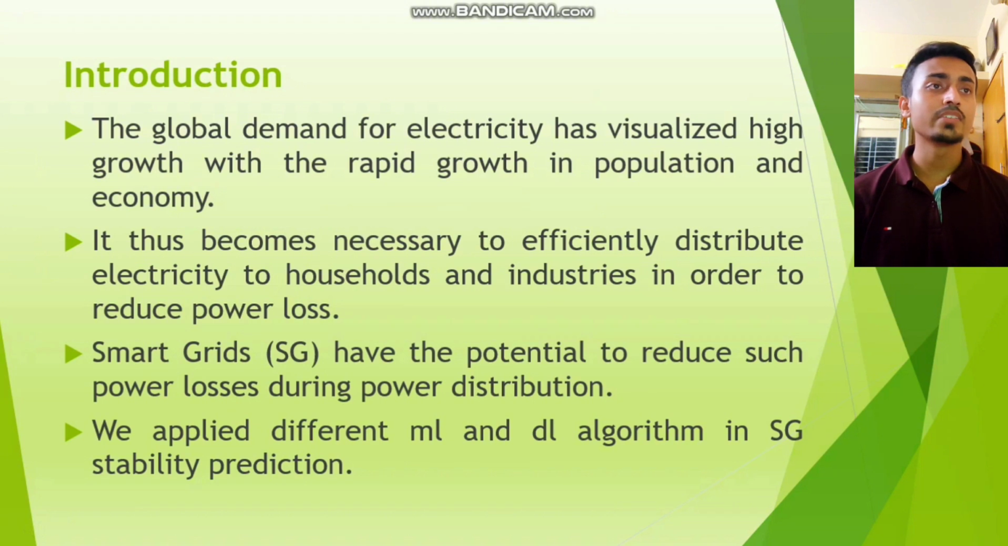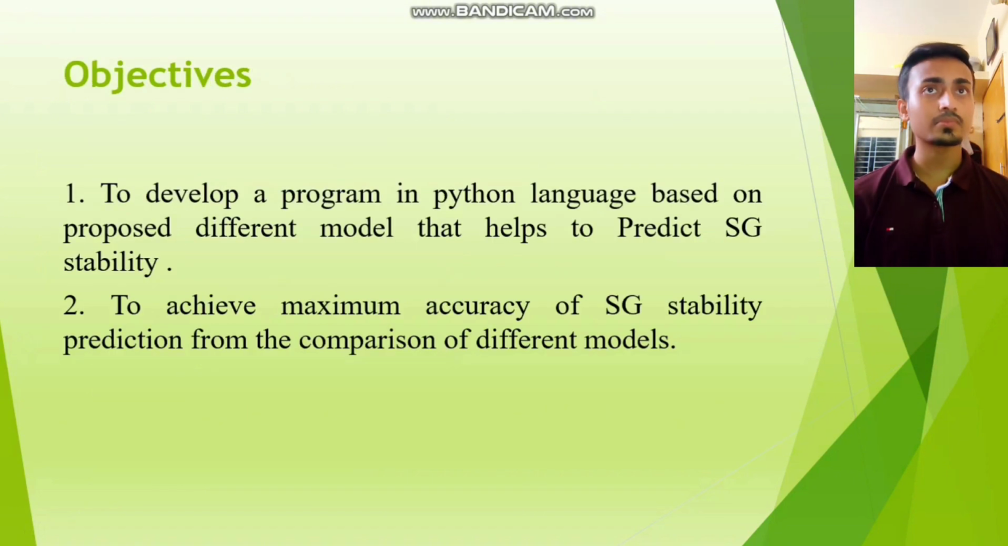economy. It thus became necessary to efficiently distribute electricity to households and industries in order to reduce power loss. Smart grid has the potential to reduce such power losses during power distribution, and stability in smart grid has become so necessary. So we apply different machine learning and deep learning algorithms in smart grid stability prediction.